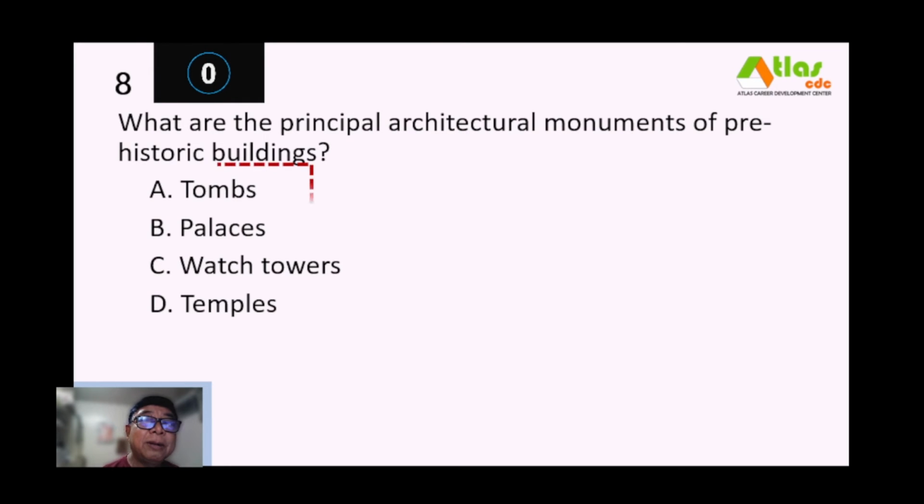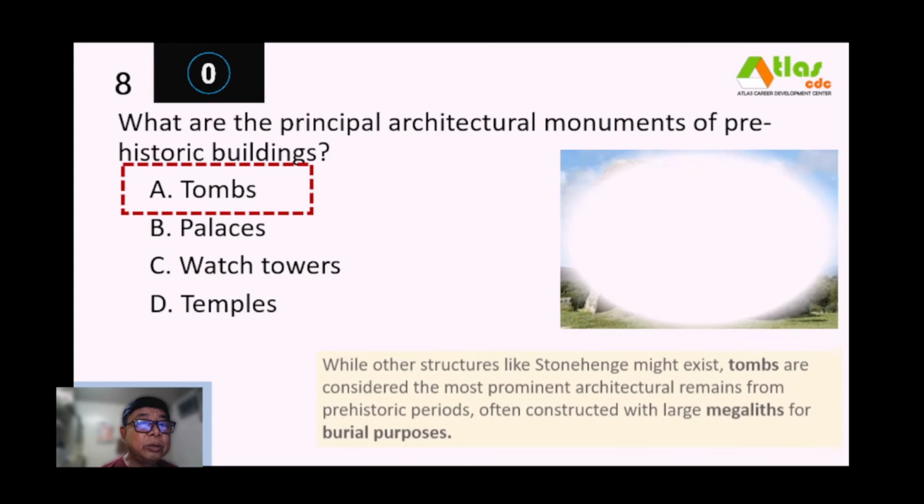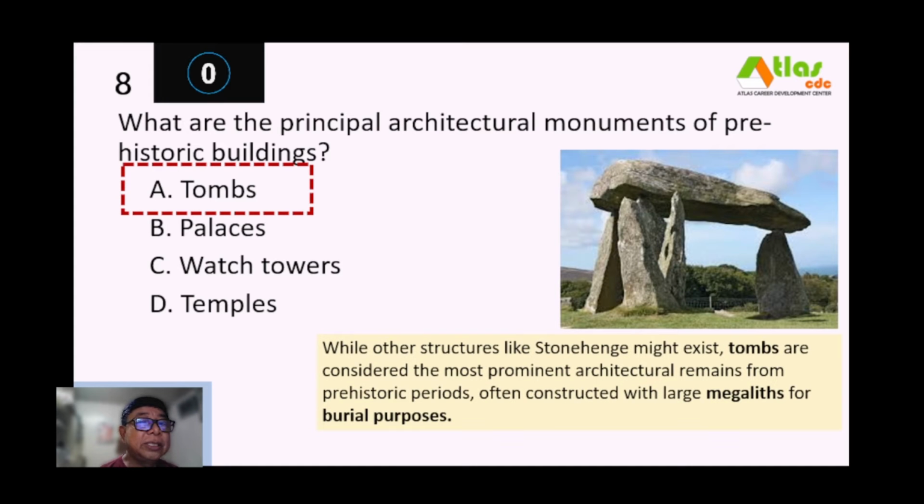And our correct answer is letter A, tombs. So while other structures like Stonehenge might exist, tombs are considered the most prominent architectural remains from prehistoric periods, often constructed with large megaliths for burial purposes.